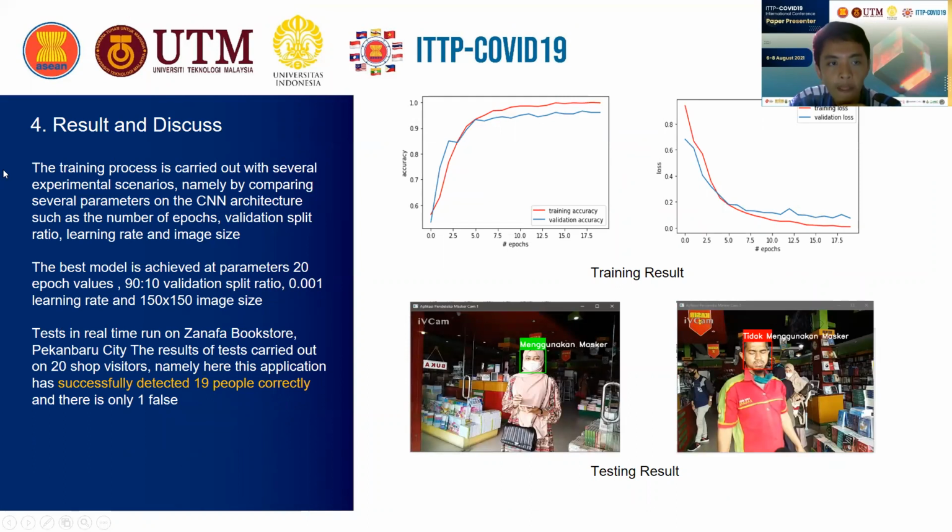The fourth is results and discussion. The training process is carried out in several experiment scenarios, namely by comparing several parameters in the CNN architecture, such as the number of epochs, validation split ratio, learning rate, and image size. As a result of the training, the best model is achieved at parameters of 20 epochs, 90 by 10 validation split ratio, 0.001 learning rate, and 150 by 150 image size. And the testing in real time at Zanapa Bookstore, Pekanbaru City, was carried out on 20 visitors. Here the application has successfully detected 90% correctly, and there is only one false among them.